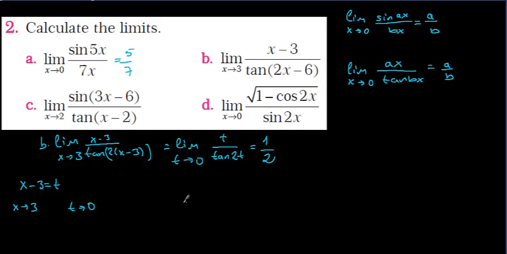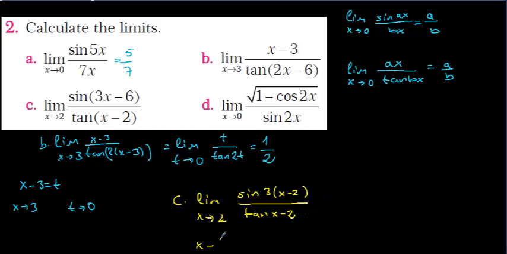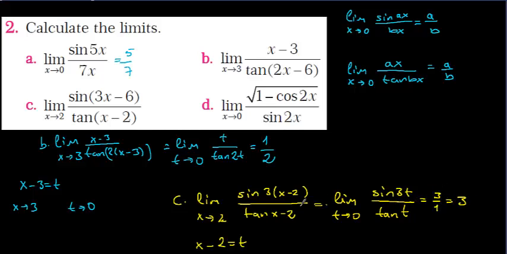This was the c1 I'm solving now. The limit as x tends to 2 of sine 3 times x minus 2 over tangent x minus 2. If x minus 2 is equal to t, this expression is going to be equal to the limit as t tends to 0 of sine 3t over tangent t, and here the formula is a over b, so 3 over 1, which is equal to 3.